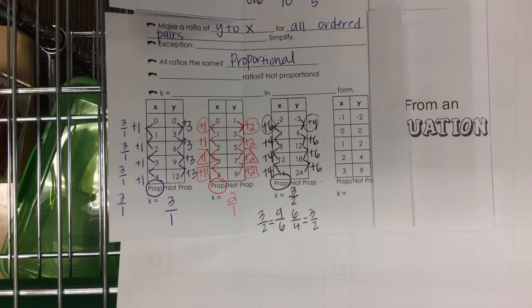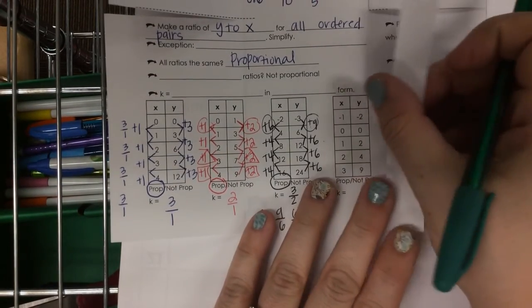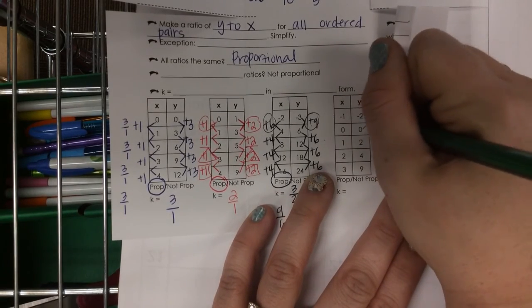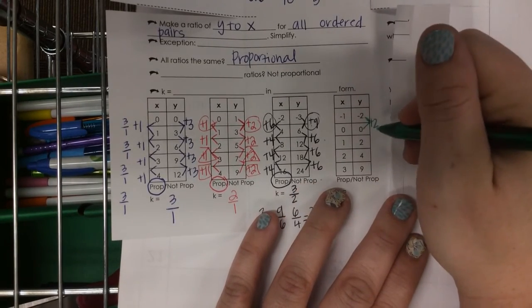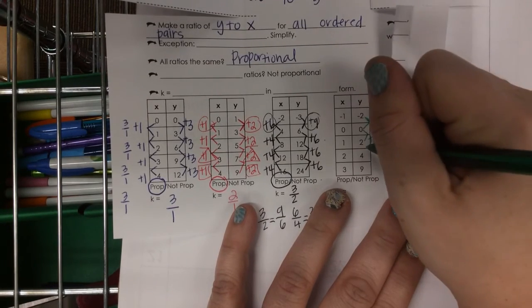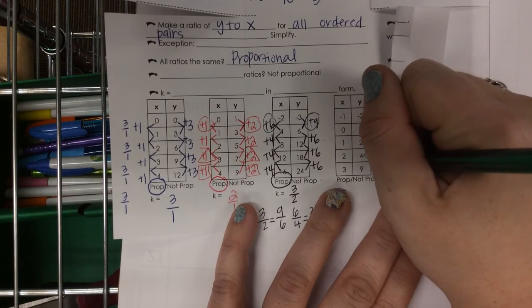All right, let's try one more. I need a different color though. All right, here we go. From -2 to 0, +2. From 0 to 2, +2. From 2 to 4, and from 4 to 9.